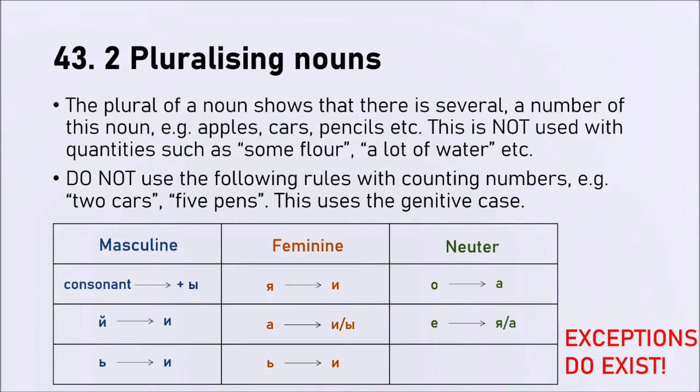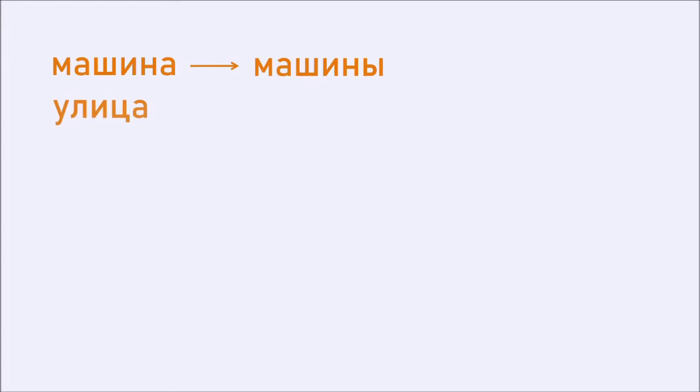So let's do a bit of practice pluralizing nouns then. Here's the word машина, which is a car. How would you change this to plural? Yes, it would be машины. Улица would be улицы. Okay? А changes to ы.